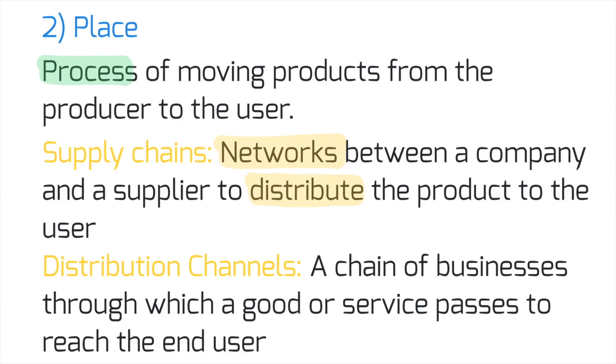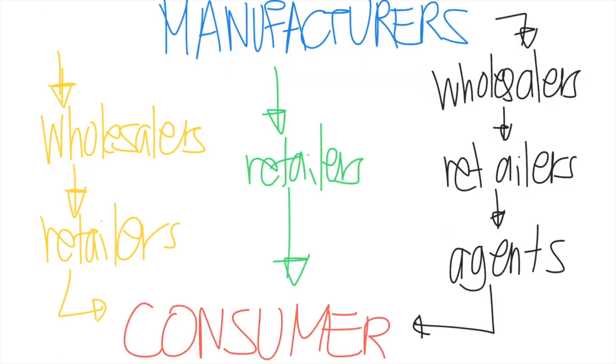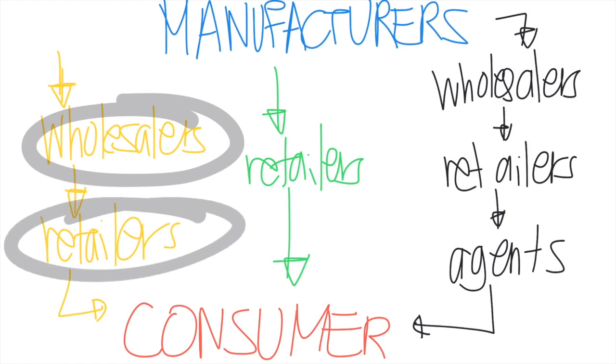Distribution channels is basically the chain, or this process, of businesses through which a good or service passes to reach the end consumer. So now let's think about the different pathways that products can take to reach the user. These are three different examples of ways that manufacturers get their products to consumers. In these examples, you explore three different supply chains or networks, which are wholesalers, retailers, and agents.